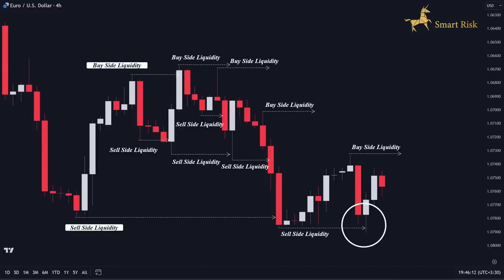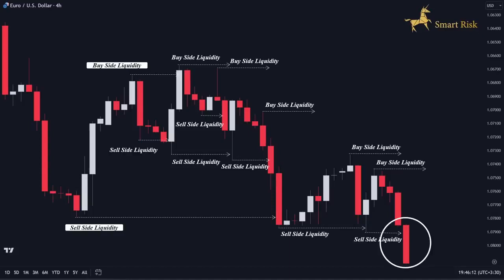As you can see, price swept the sell-side liquidity with the wick of this white candle. Then price experienced a bullish pullback toward the buy-side liquidity, and also created another buy-side liquidity with this swing high. Now let's continue. As you can see, price pushed to the downside and has taken out the sell-side liquidity with this red momentum candle.